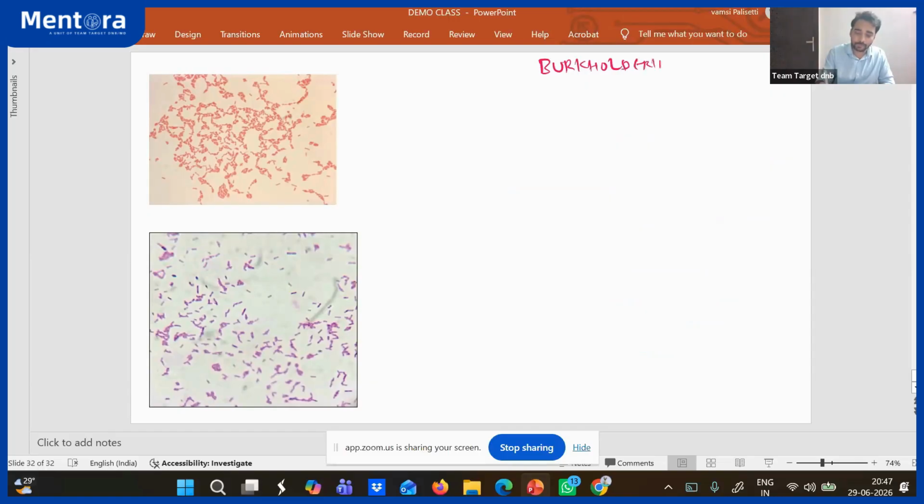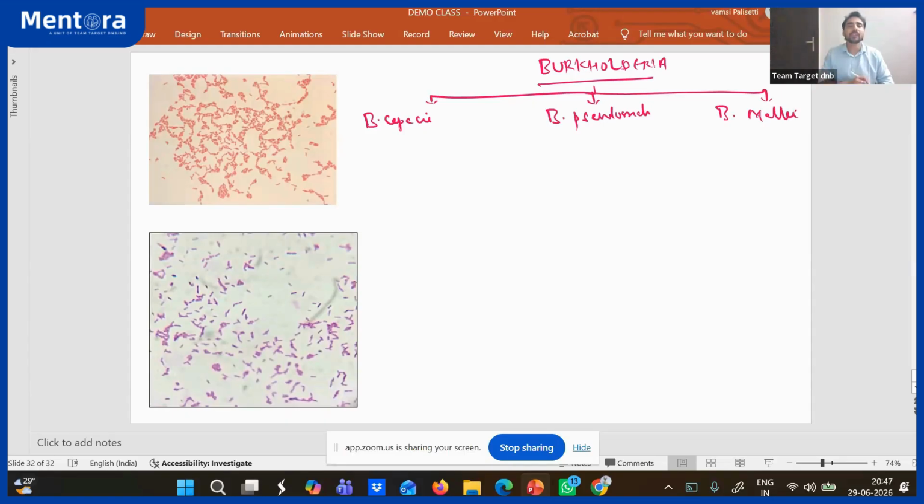Very important hot topic. Okay, in Burkholderia you have 3 things. One is Burkholderia cepacia, Burkholderia pseudomallei, and Burkholderia mallei. Okay, Burkholderia cepacia you see in case of cystic fibrosis. Okay, just a simple pediatric disease. They won't ask for adults.